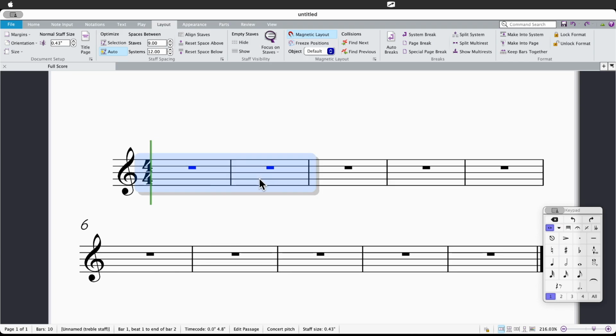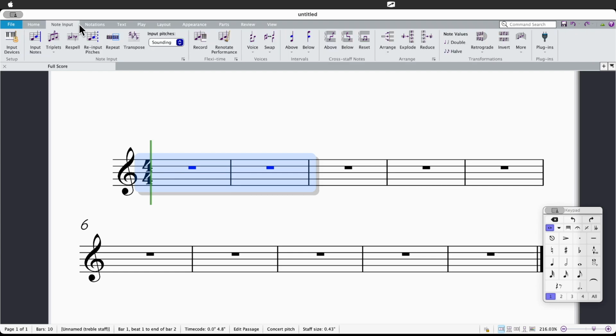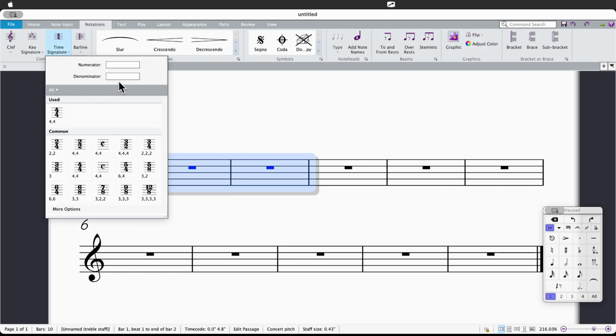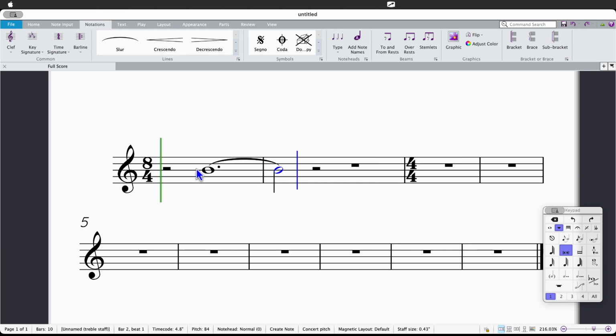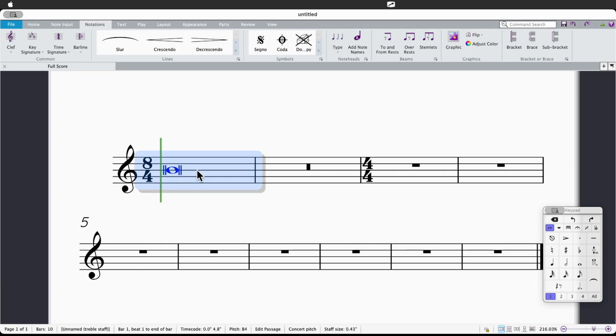We need more than 4 beats in a measure. So let's change our time signature to something funky like 8/4 time. Now we can put a breve in there. Let's try that again. If we put it at the beginning of the measure, there it is. So we have 2 bars of 8/4 time, and that's what a breve looks like.